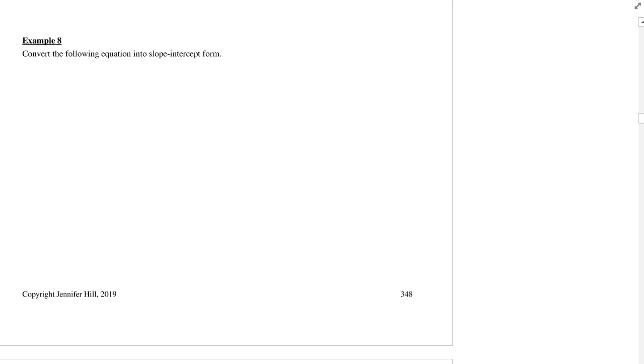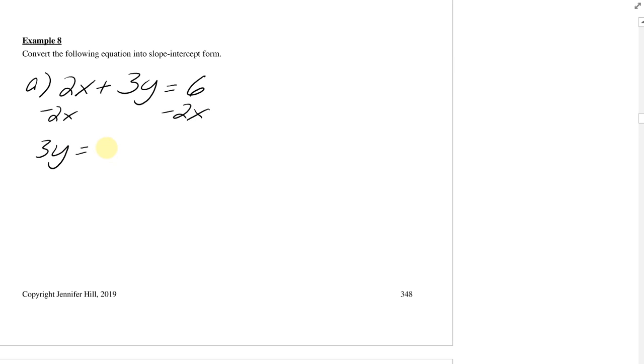So we want to convert the following equations into slope-intercept form. I'll show you how to do this, and then I'll have you do one. So let's say I have something like 2x plus 3y equals 6. This is really just a formula, and so I'm going to solve it for y. I have to isolate this 3y. To do that, first I have to subtract off the 2x, and now I get 3y equals negative 2x plus 6.